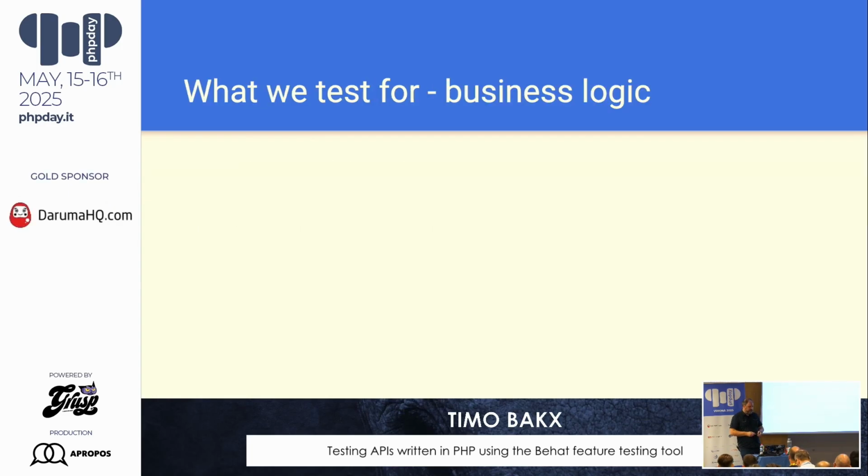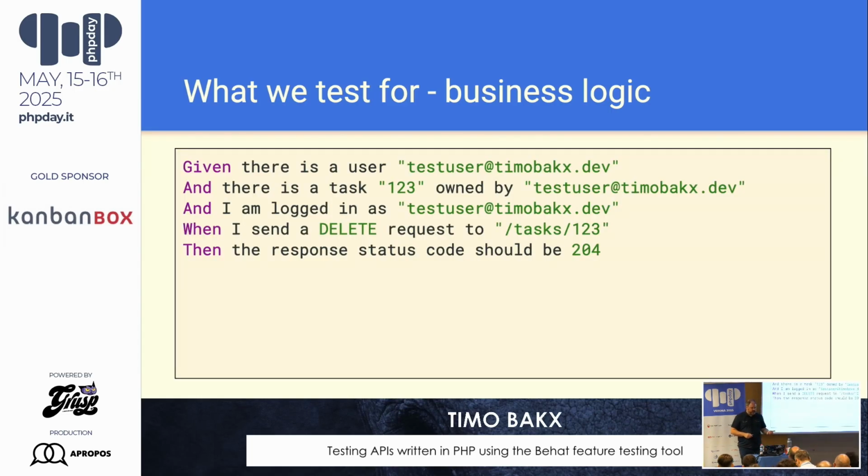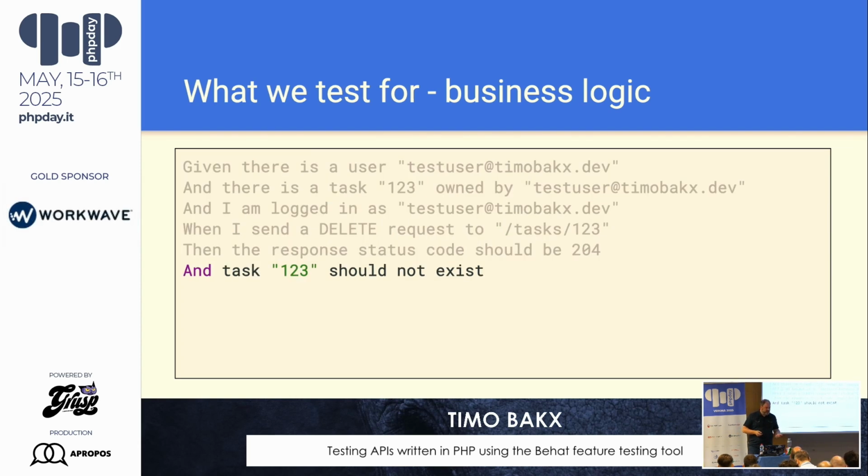Besides that, we also usually want to test our business logic. So if you have a delete request and you want to check that, you need to make sure that that delete request is actually doing something. So the task should not exist anymore. Or in case you have a soft delete, you check for that.